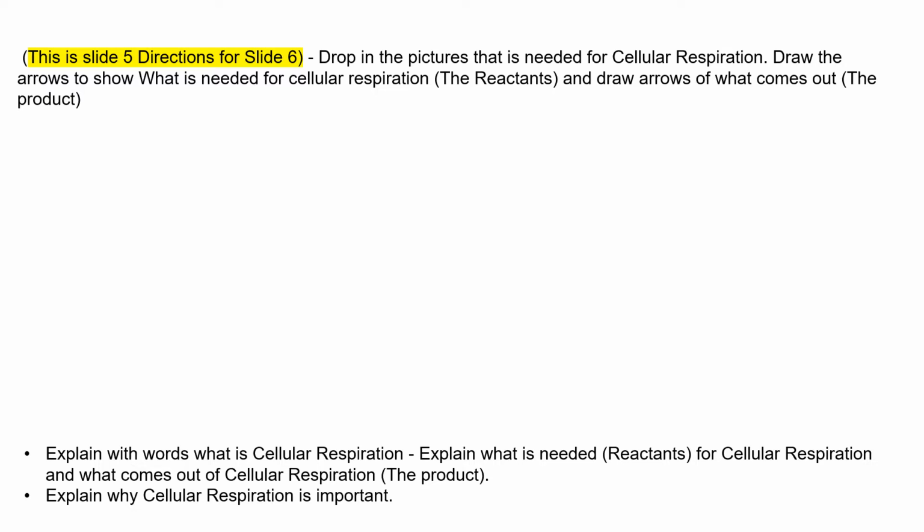Explain with words what is cellular respiration. Explain what is needed, the reactants for cellular respiration, and what comes out of cellular respiration, the product. Explain why cellular respiration is important. What does cellular respiration do? So photosynthesis, you know photosynthesis, it enables the plant to make its own food because it can't eat a hamburger, it can't eat pizza, it can't drink a soda. So it has to make its own food within. And so what is cellular respiration? What's the difference?